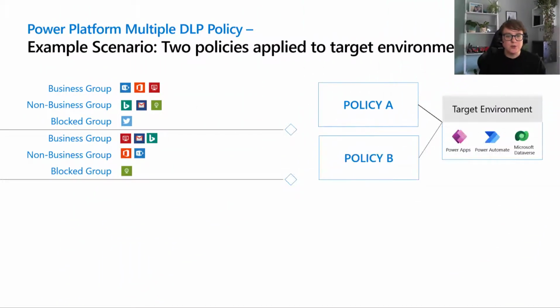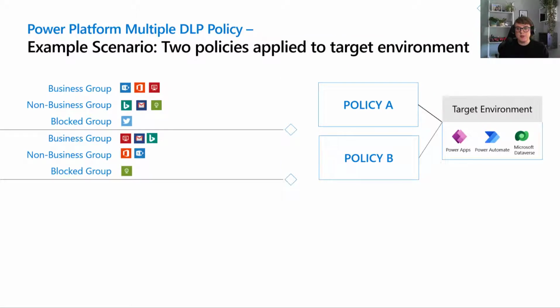Essentially, what happens in a multi-policy scenario is that all relevant policies that are applied to one environment are evaluated one by one on a single application and a single flow. And in order for an app or flow to successfully run, it must comply with all the DLP policies that apply to it. So I want to walk you through two examples so you can see how the final outcome is evaluated in those multi-policy scenarios.